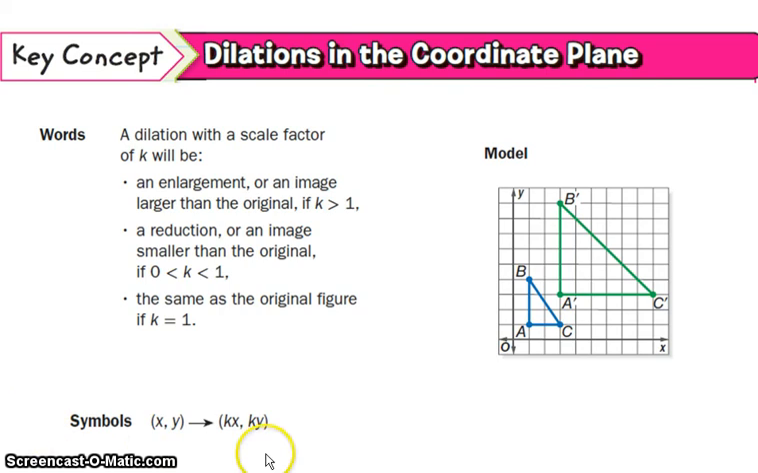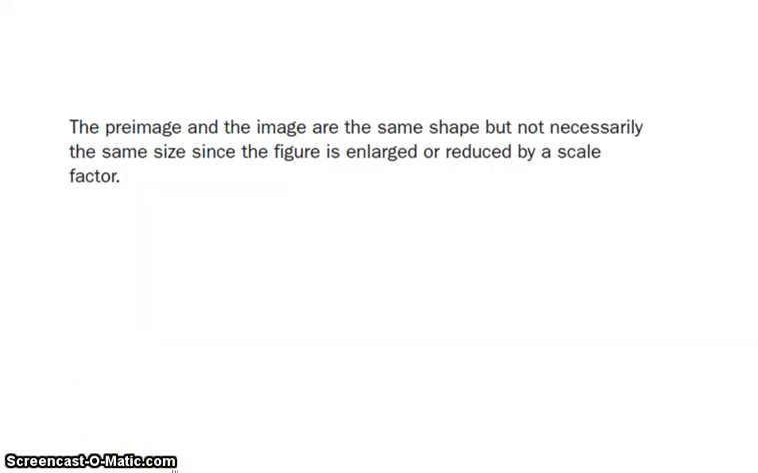If you look down here at your symbols, here's your ordered pair for a point on your figure. All you have to do is take each ordered pair, your x and your y, and multiply it by your scale factor. Okay? If you take a look here, it says the pre-image and the image are the same shape, but not the same size. Again, it'll probably be enlarged, or it will get bigger, or it's going to be reduced, or a reduction. It's going to be smaller.